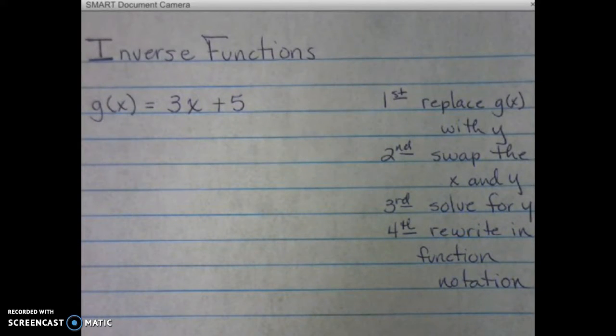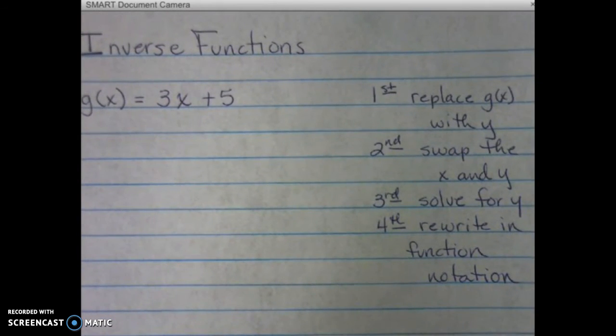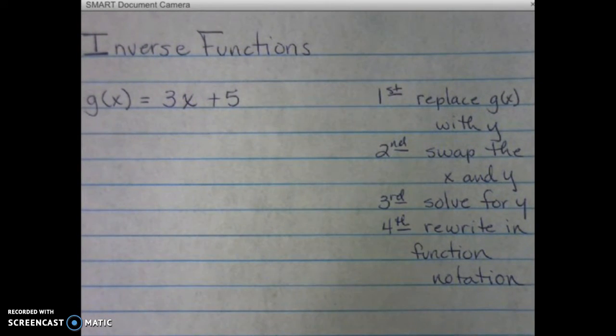Today we're going to discuss inverse functions and how to find them. I've placed over here on the side a set of 4 steps that I want you to write down at this time. The first step is to replace the g of x with y.